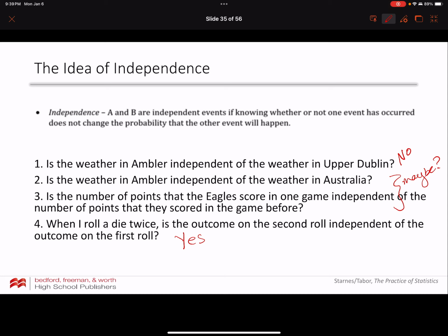Like you might have heard me just say, if I roll a 5, what's the probability of getting a 1 on the second roll? It's still 1/6. It didn't change the probability that the next event is going to happen. Okay? All right.